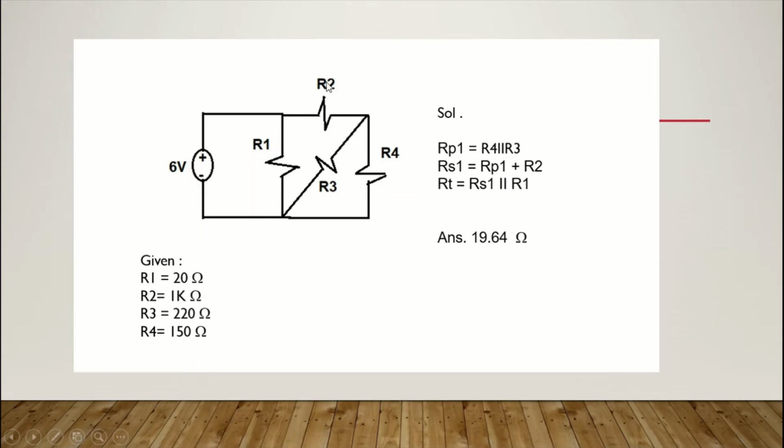And, making the circuit more simple, kunin natin yung RT. What's the total circuit? The total resistance. Isa na lang ang natira dito, di ba? Isa na lang, the RS1. Wala na itong iba. Isa na lang kasi na-combine naman natin. The last connection is parallel. Total resistance is equal to the RS1 parallel sa R1 or sa 20 ohm resistance. So, the answer should be 19.64. Kaya na mag-solve. Try nyo yan.